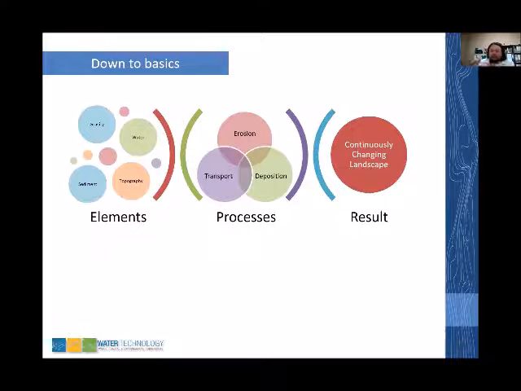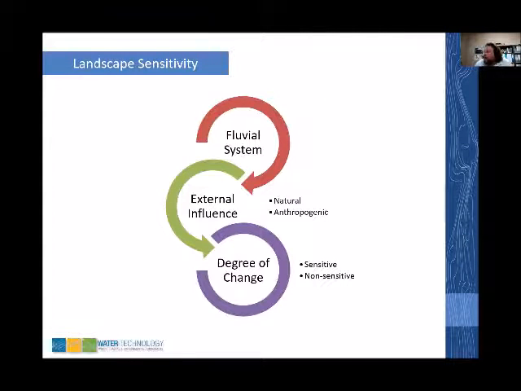Our fluvial systems, or waterway systems, can be subject to changes, whether natural or man-made. The degree of change can be either significant or not significant, depending upon how robust, or how resilient is a term that's quite commonly used, the system is.